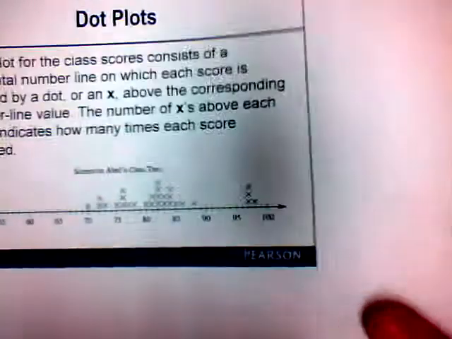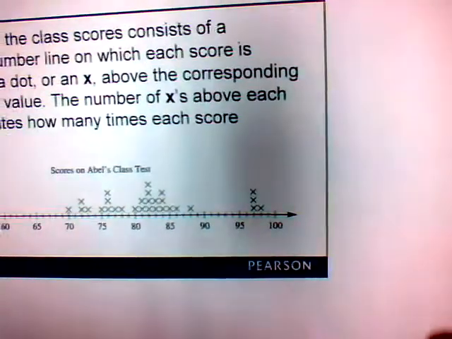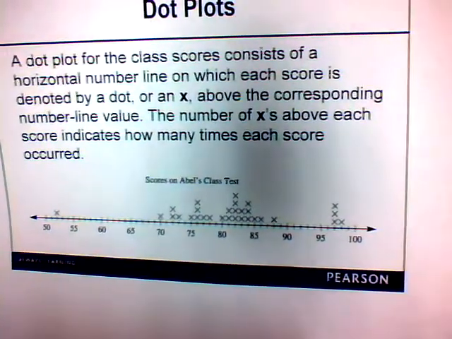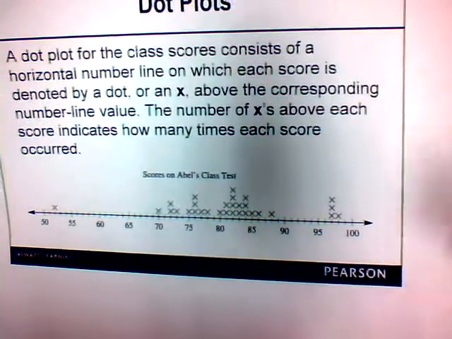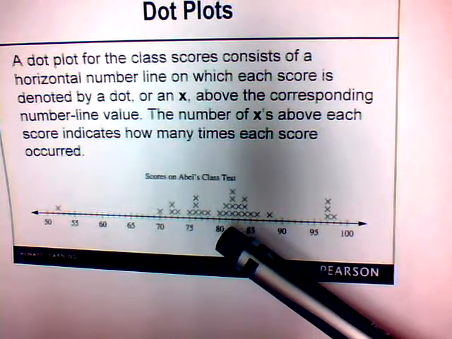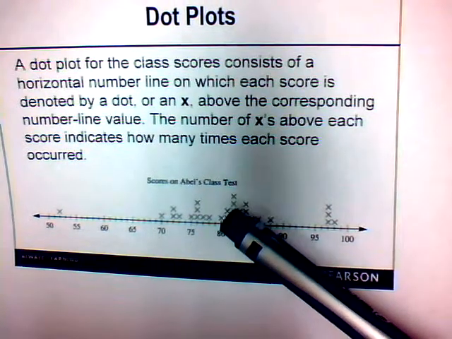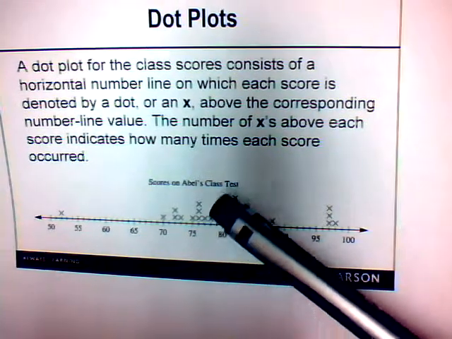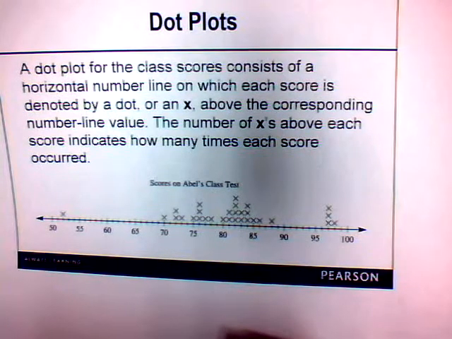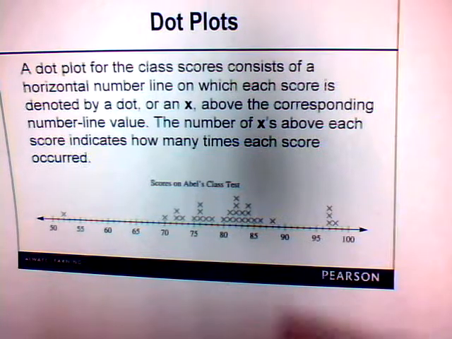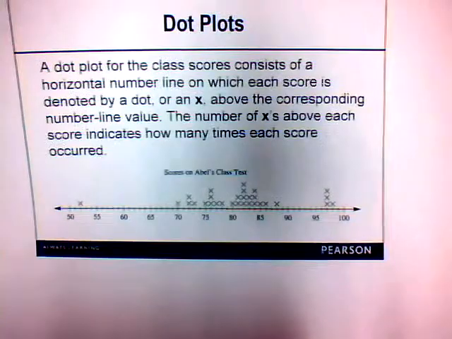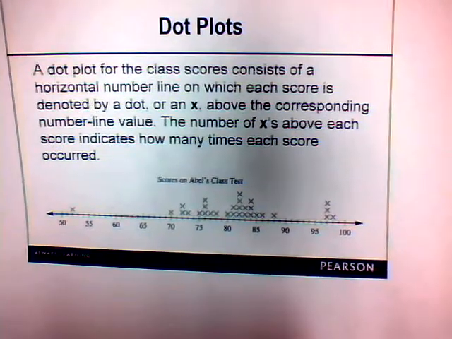Okay. So in this case here, if we have a student that scored a 70, that means we place an X above the 70. And as you can see, the number of X's tells you how many times each score occurred. So in this case here, for the score of 82, 4 X's are above that. That means that 4 students got a score of 82 on the test. And usually a dot plot can help you determine the most common score for that particular class in this case.